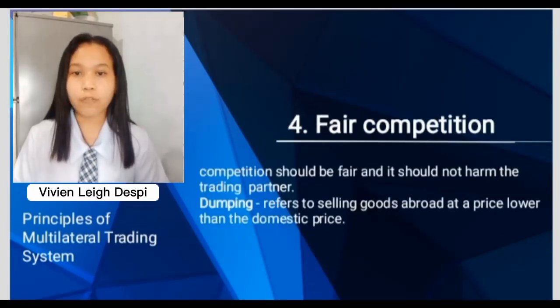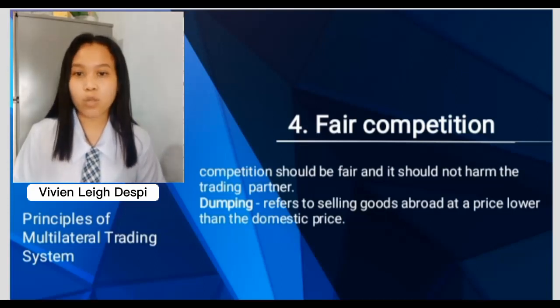So the fourth one is the fair competition. So the competition should be fair and it should not harm the trading partner. The WTO maintains transparency in its own dealings and likes its members to maintain transparency in their trade policies and procedures. So dumping refers to selling goods abroad at a price lower than the domestic price.